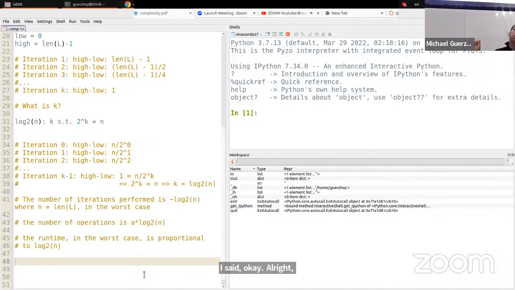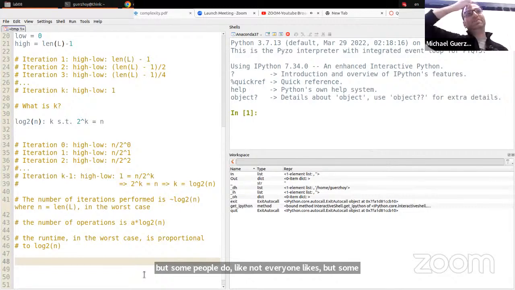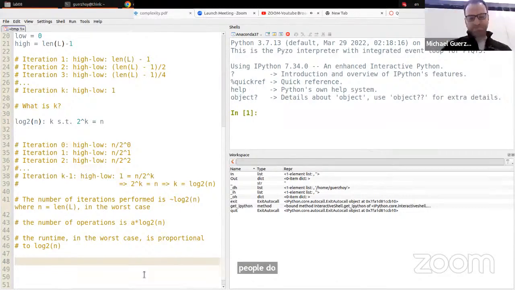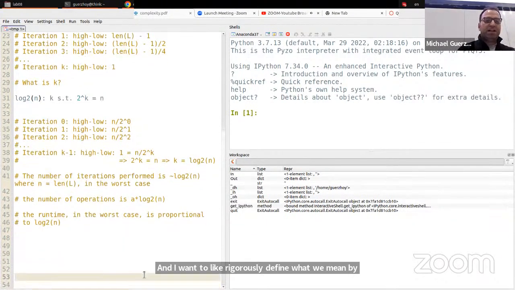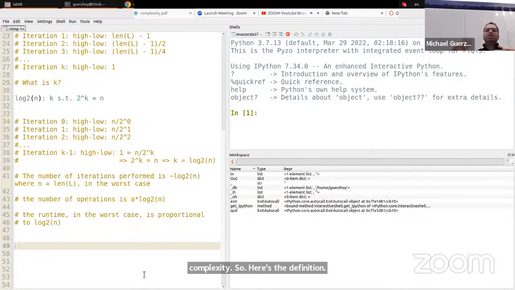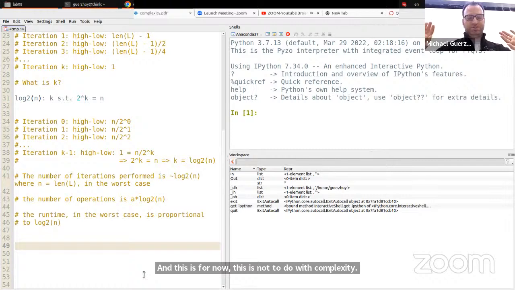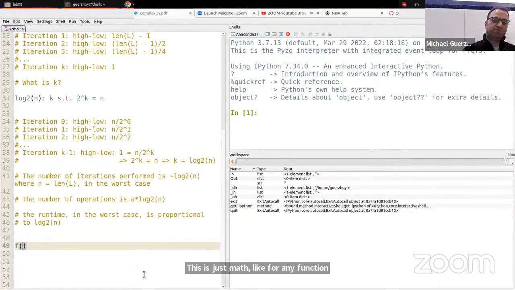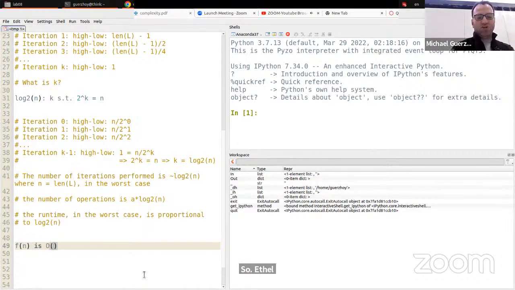So now what I want to do is something that not everyone likes, but some people do, and I want to rigorously define what we mean by complexity. Here's the definition. And for now, this has nothing to do with complexity. This is just math, for any function. So f of n is big O of g of n.